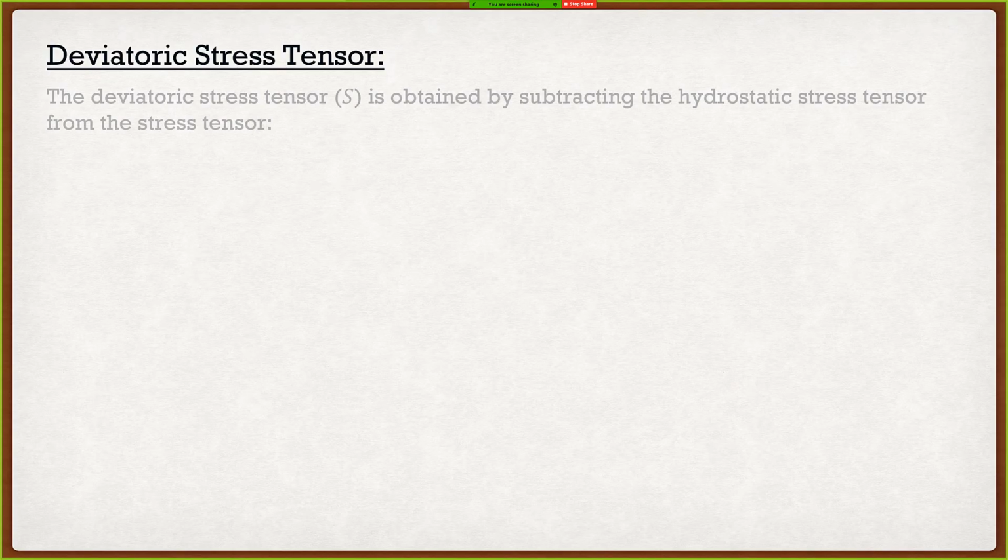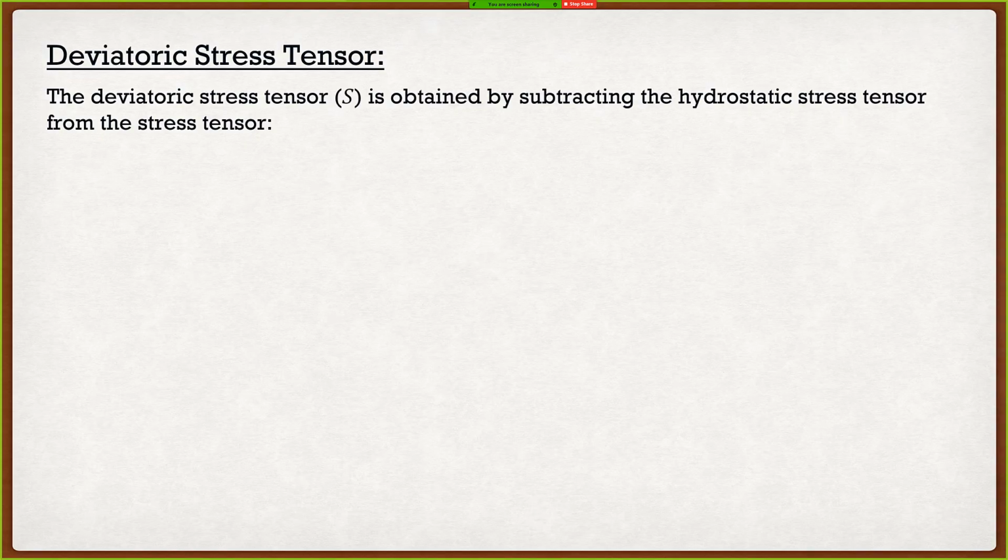The second one, which sounds really scary, is the deviatoric stress tensor. It sounds like a Halloween costume or something like that. It's actually very, very nice, even though it sounds like complete garbage. The deviatoric stress tensor, which we call S, is obtained by subtracting the hydrostatic stress tensor from the stress tensor itself. So S right here is simply going to be sigma minus P times I. Remember that P times I is the hydrostatic stress tensor.